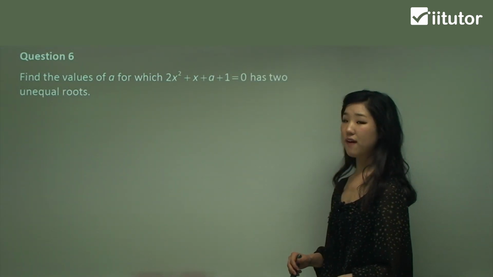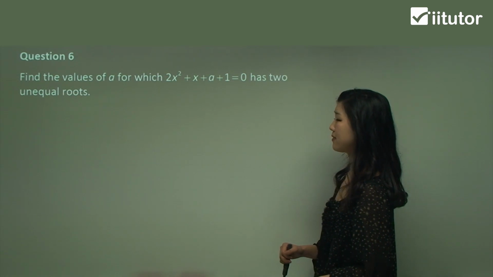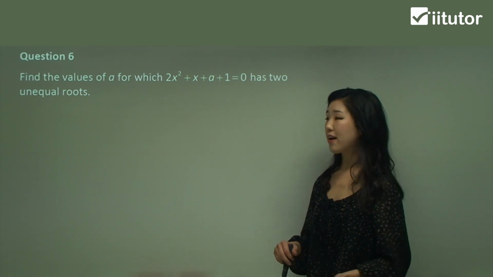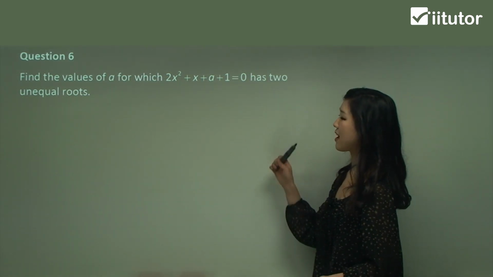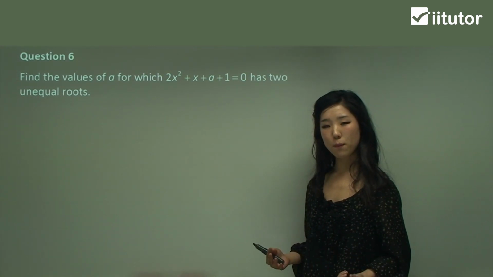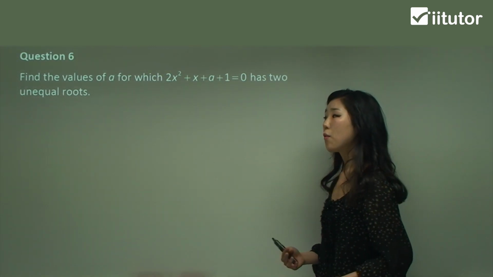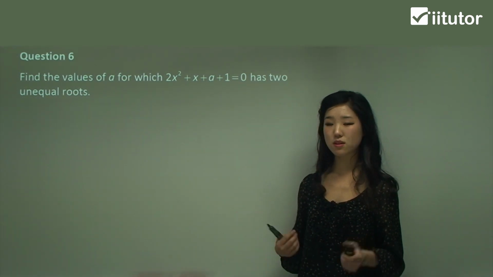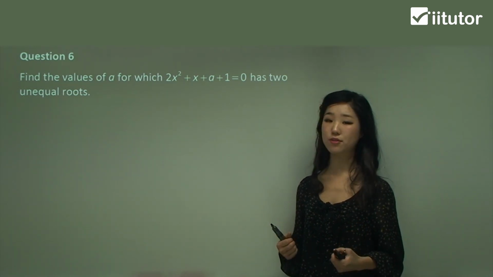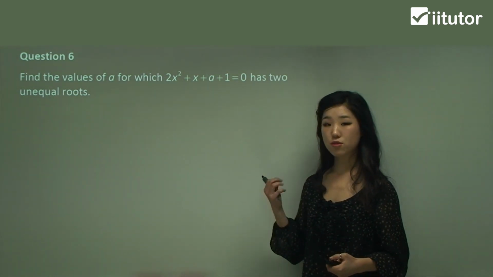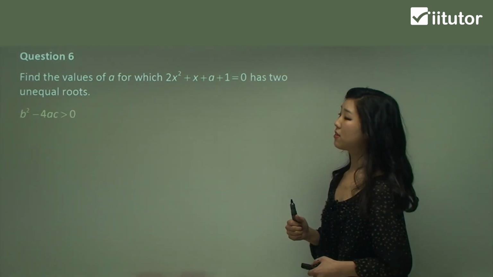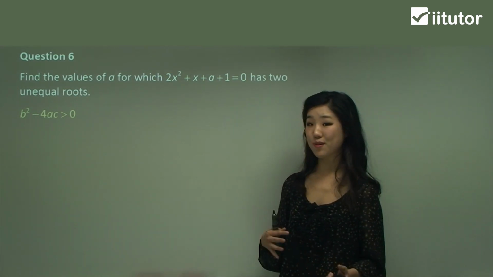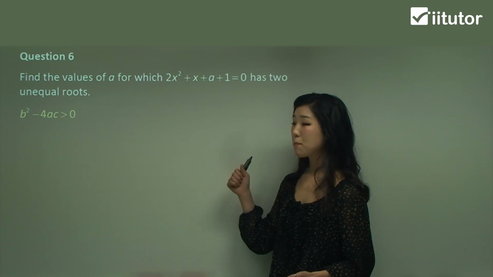Question 6 says, find the values of a for which 2x squared plus x plus a plus 1 equals 0 has two unequal roots. Now the key thing here, guys, is that this function has two unequal roots. So what are the properties of unequal roots? For a quadratic function to have unequal roots, the two roots must be different from each other. They must have distinct roots. So the discriminant must be greater than 0. I repeated this throughout the last few questions as well, but the discriminant must be greater than 0.